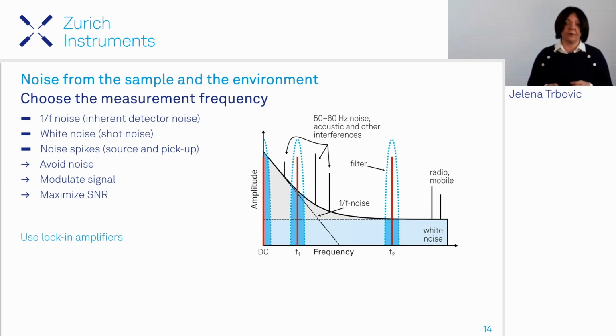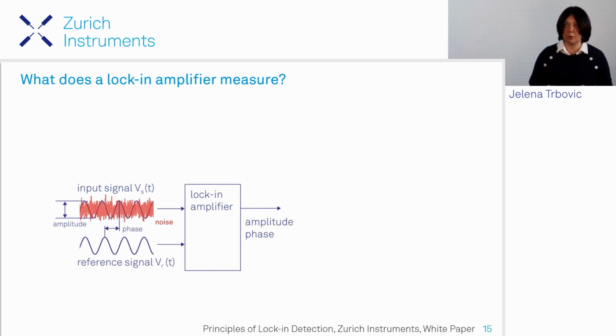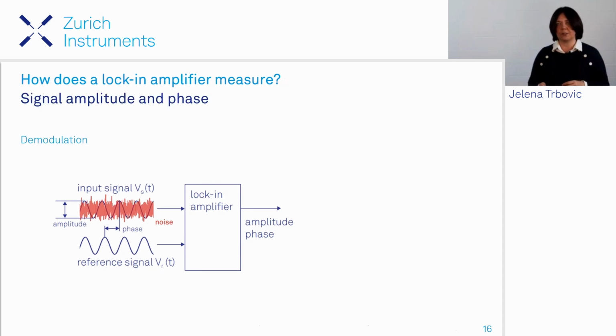And for that, lock-in amplifiers are really one of the best solutions. So let's see how they work. First of all, to see what they actually measure: they measure the amplitude and the phase of the signal that's been sent into the physical system through a reference signal, and then it comes back at the input together with the noise. If we want to extract the amplitude and phase, this is done in a process called demodulation.